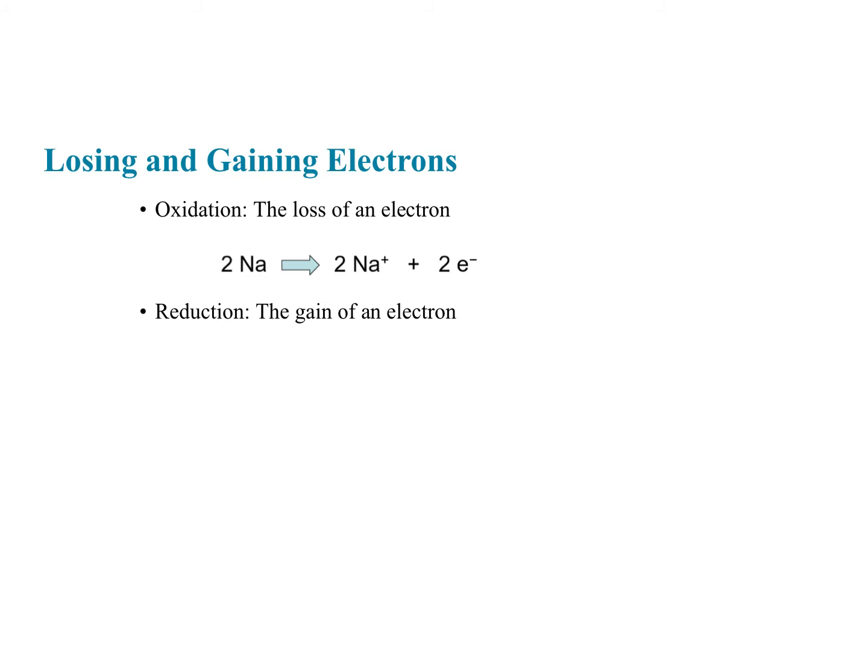Now, if an oxidation is the loss of an electron, as we've seen in this kind of reaction, a reduction is what we call a situation where there's a gain of an electron. Here's an example where we have a neutral chlorine molecule and it picks up 2 electrons, so it gains 2 electrons, and then it becomes 2 negative chlorine ions. So it's gained 2 negative charges.